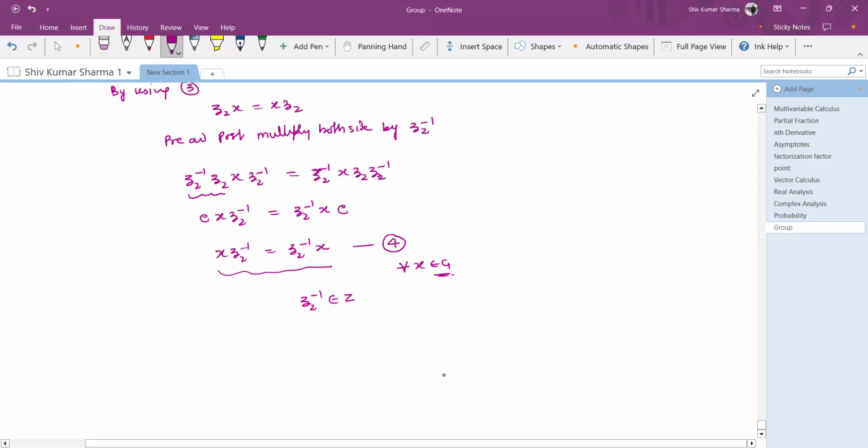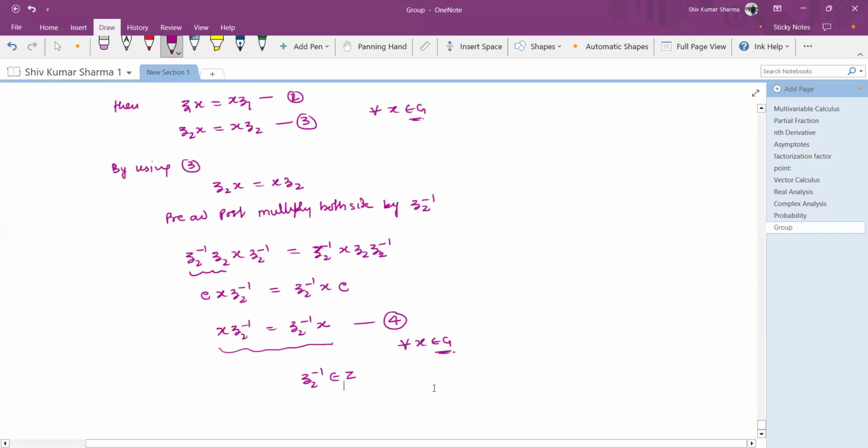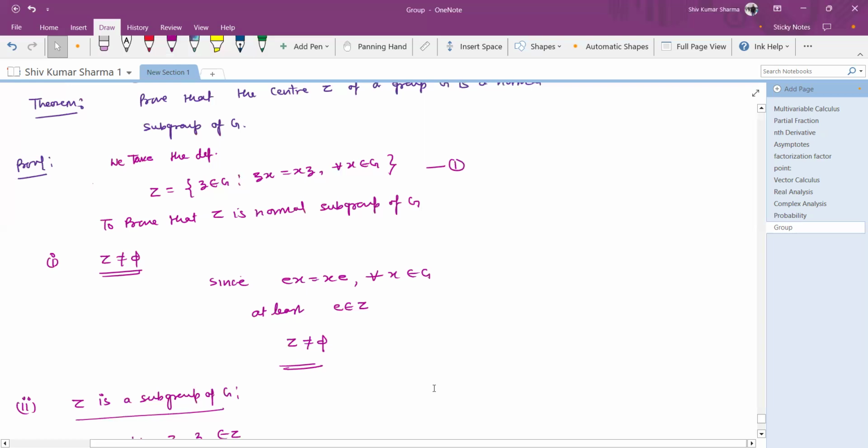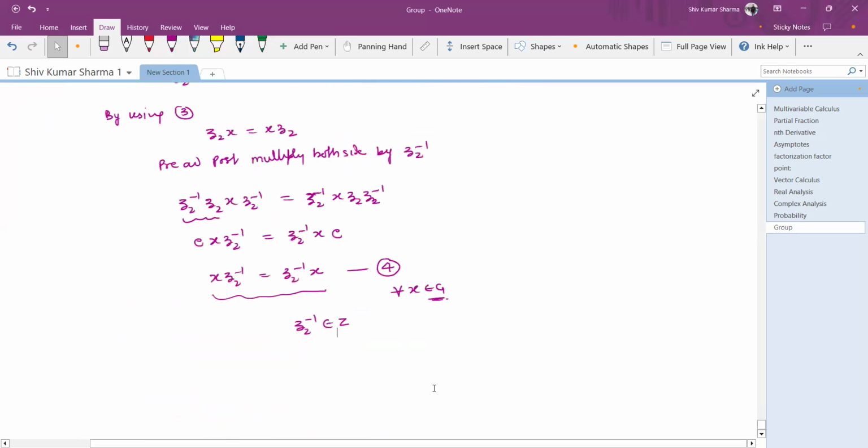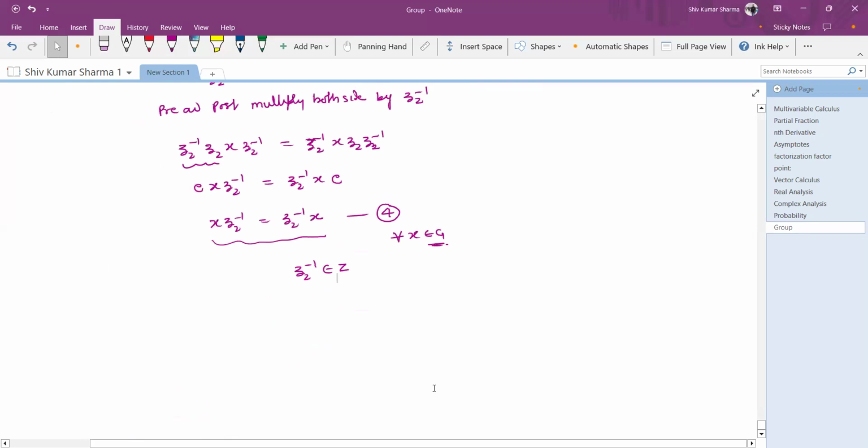Z2 inverse also belongs to Z, because we know that when z belongs to G, zx equals xz. So here we shall prove that xz2 inverse equals z2 inverse into x. So that means z2 inverse also belongs to the centralizer Z. So now z1 into z2 inverse, now z1 into z2 inverse into x.